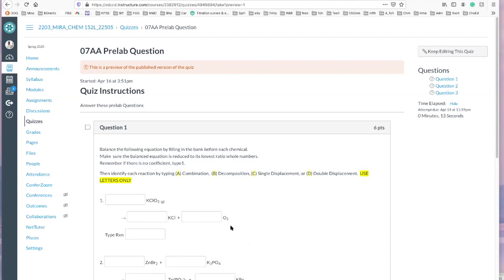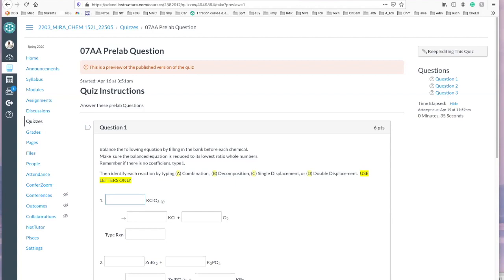So here's what, if you look at your experiment, it gives you a chemical reaction. You need to balance it. So the first reaction is KClO3 going to KClO2. Balance it. If you have an equation and the coefficient is 1, you got to make sure you put 1 there. Otherwise, it's going to mark you wrong.